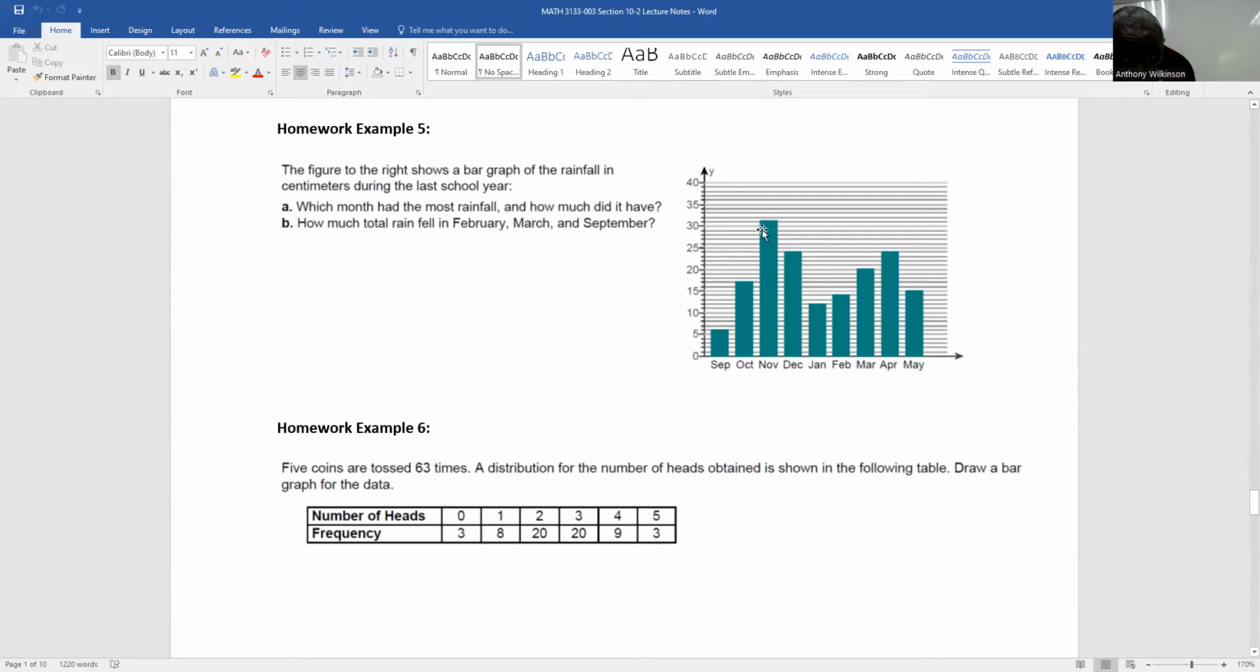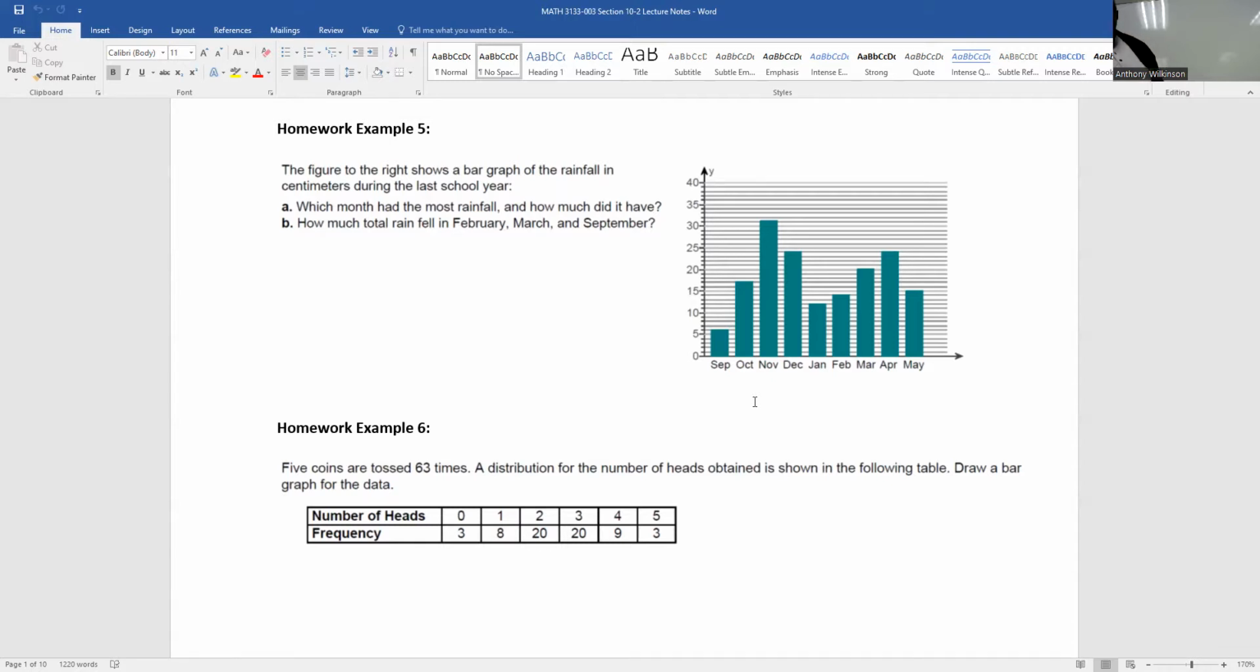About 31. Yeah, about 31. Okay, I'm seeing 31. So the month with the most rainfall was November, and it had 31 centimeters of rainfall.